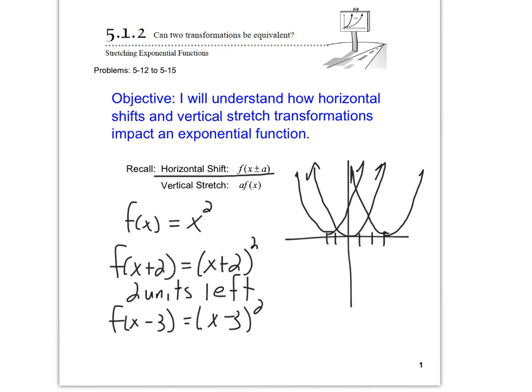Now for a vertical stretch. If we have 2 times f of x, that's going to give me 2 times x squared. This is going to make our graph twice as tall. So every output value becomes doubled, and our graph gets stretched upwards by a factor of 2. So it's 2 times taller.